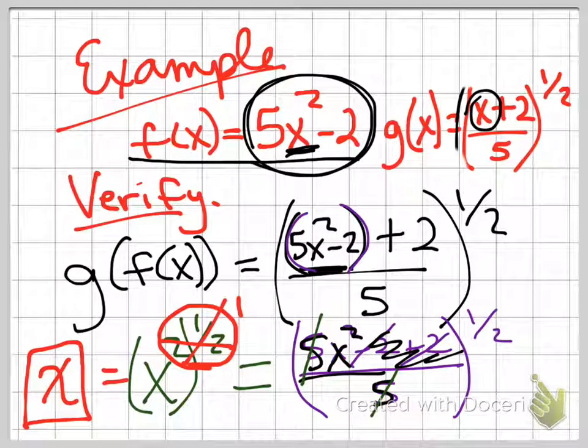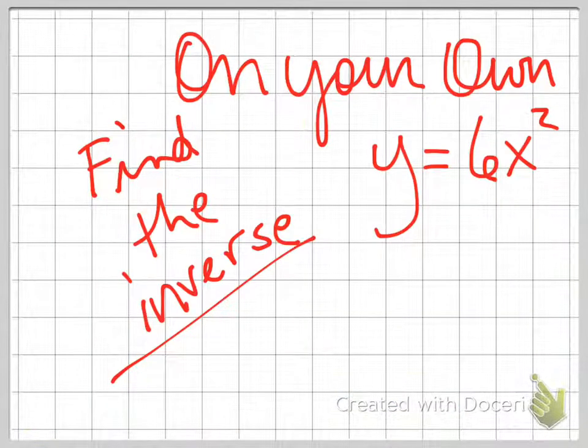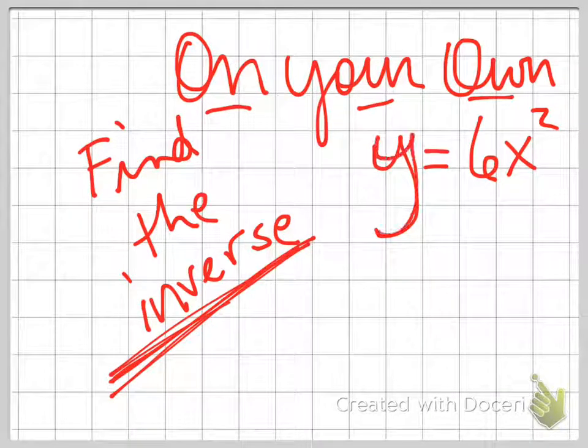So now I've verified that g of f of x is equal to x. Since both of my functions worked, g of f of x and f of g of x both equal x, then these are indeed inverses. Okay, so you don't have to verify on this one. This is your on your own problem, and the only thing I want you to do is find the inverse. So you remember this is your initial problem, y equals 6x squared. You're going to start by taking the y and the x and switching them, and then get y by itself.